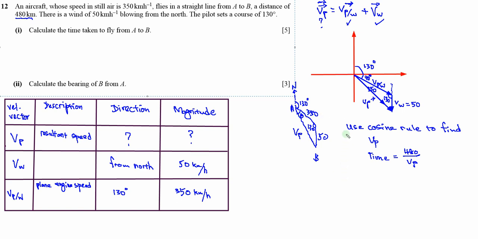So that's for 1, for 2, the bearing of B from A would be equal to 130 plus theta, where you can use the sine rule to find the angle theta. This one you use the sine rule to find. That's it.